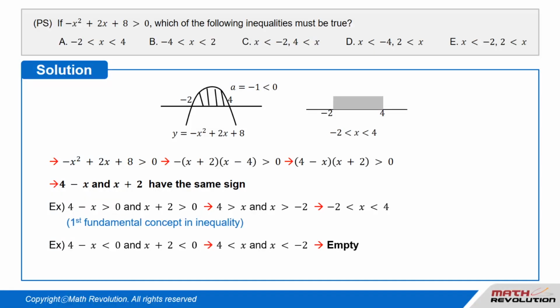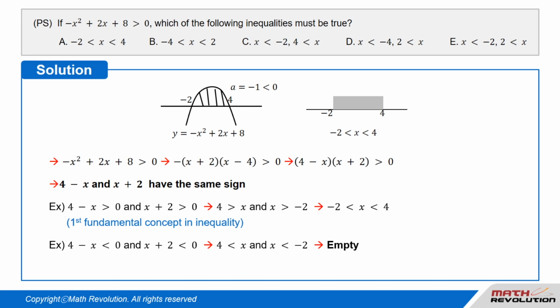That is, 4 minus x is greater than 0 and x plus 2 is greater than 0, or 4 minus x is smaller than 0 and x plus 2 is smaller than 0. Which means 4 is greater than x and x is greater than negative 2, or 4 is smaller than x and x is smaller than negative 2.